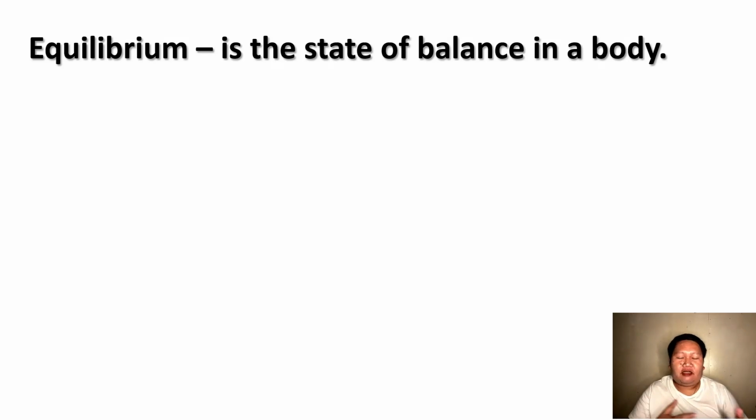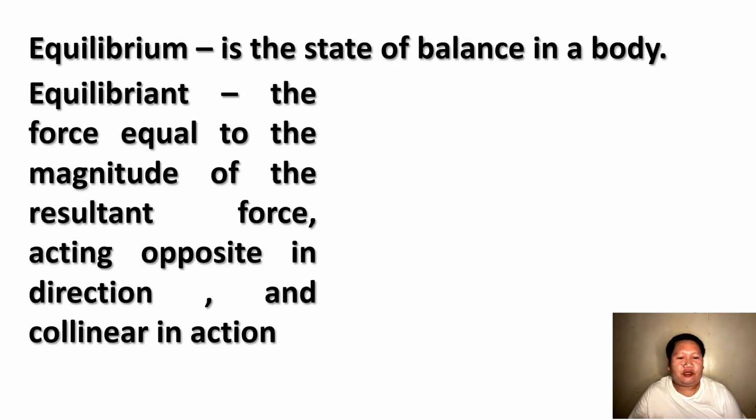I mean, the body is in balanced position. So how do we make the body in balance? In order for us to conform to the equilibrium concept, all we have to do is get the concept of equilibrant, where the equilibrant is the force equal to the magnitude of the resultant force. Remember the resultant, the force vertical and horizontal. It's actually Rx or Ry, and that's equal to the summation of forces horizontal and vertical respectively.